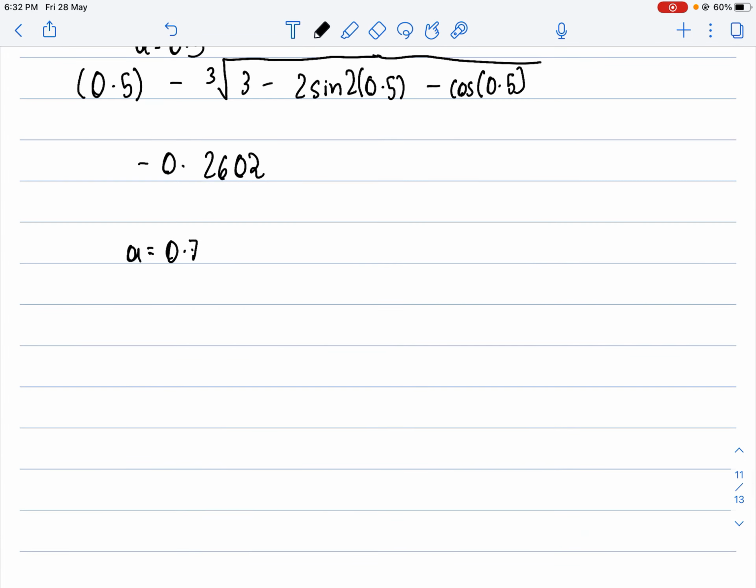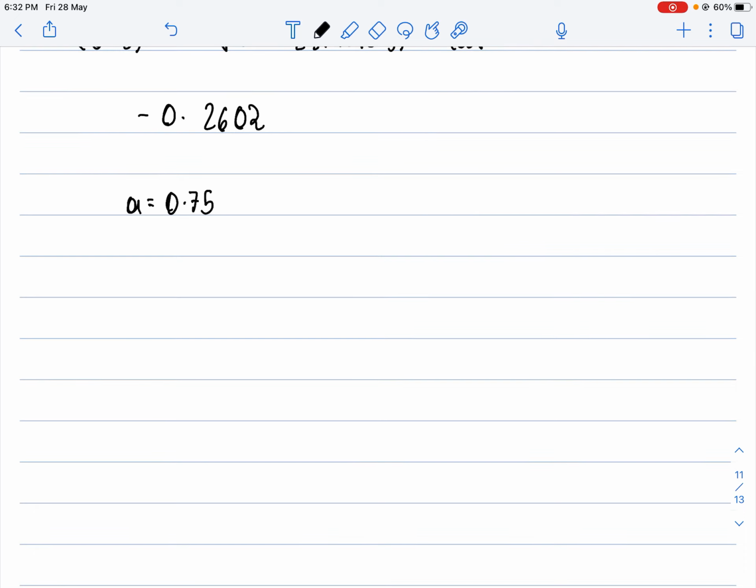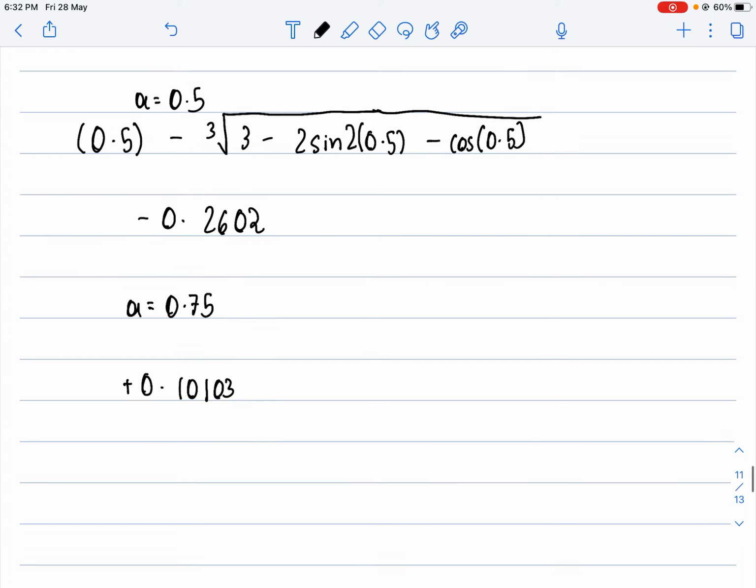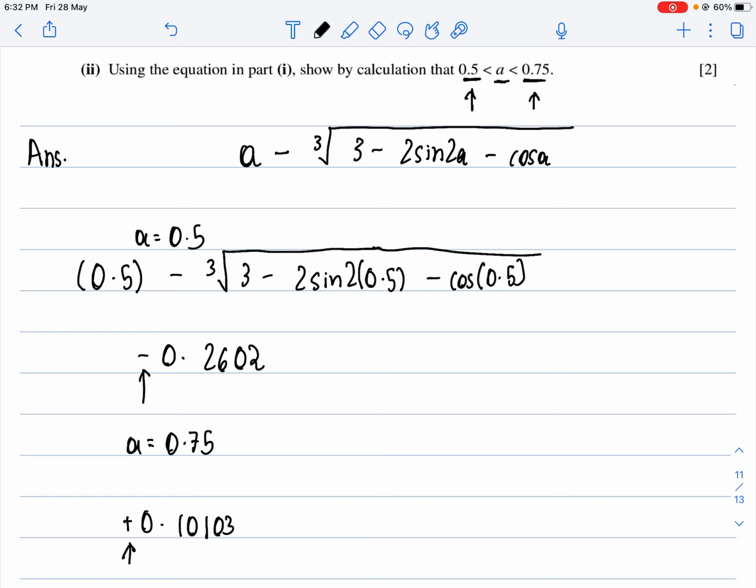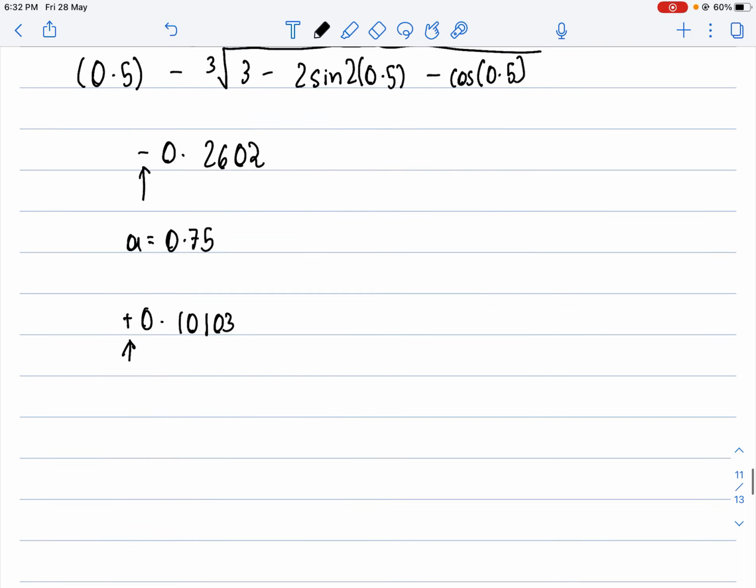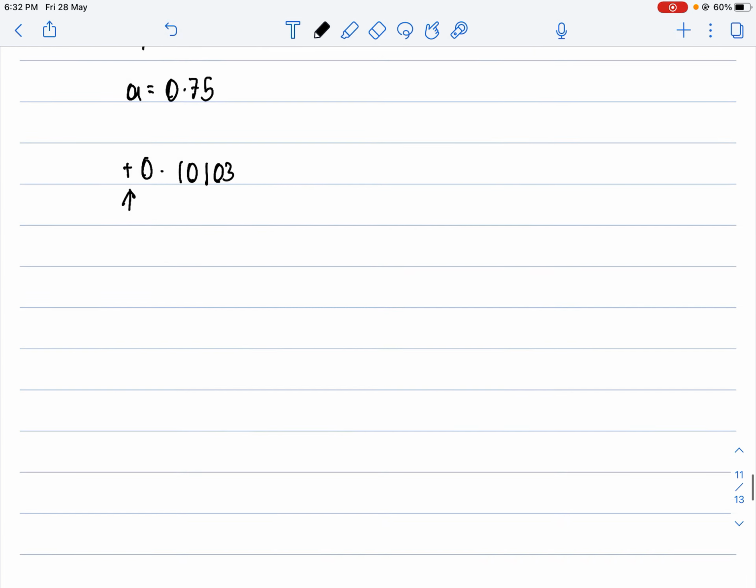Now I'll take my a as 0.75. On your calculator, just remove 0.5 and write 0.75. When you do that, you get your answer as positive 0.10103. So you should always look for signs: this is negative, this is positive. We can only say a lies between 0.5 and 0.75 if there's a change in sign between them. So you can simply write change in sign, hence verified. Got it? So this is how we do the verification.